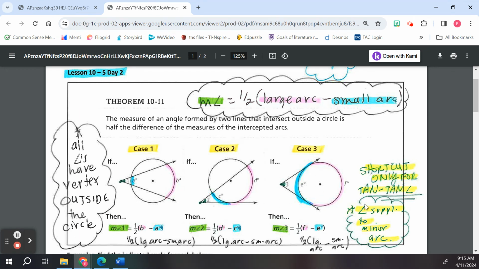Tangent tangent does have a shortcut, but it only works on this one. It doesn't work on these two. The shortcut is that this angle is supplementary to that small arc. But in the end, you can use the same formula for all three cases. So you guys can choose what you want to do there.